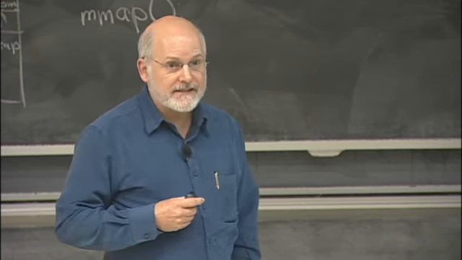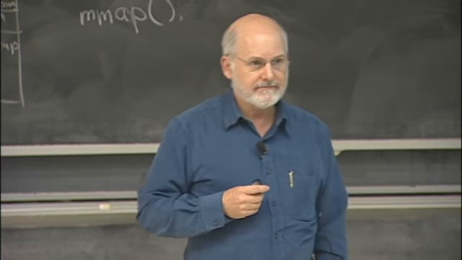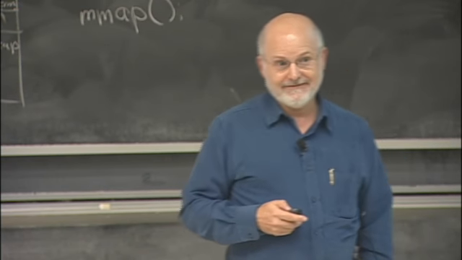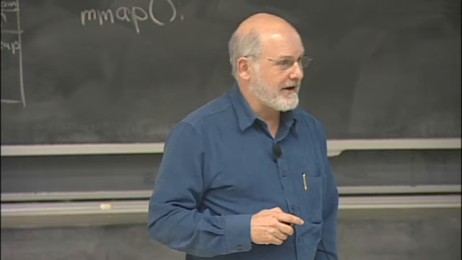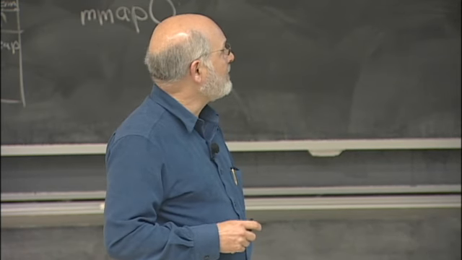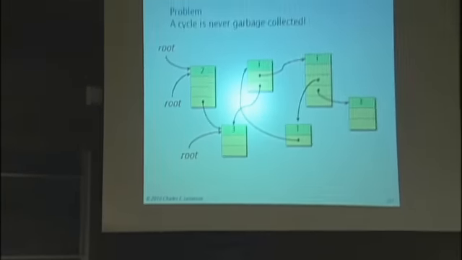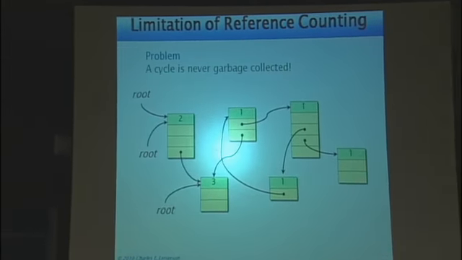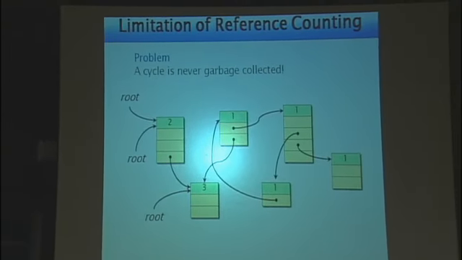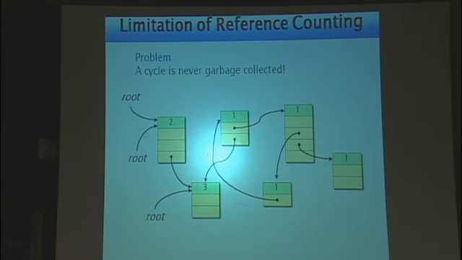Now there's a problem with this scheme, though. What's the problem? Cycles. Yeah, cycles are the problem for reference counting. So here's an example. The problem is that a cycle is never garbage collected. So let's take a look at this structure here. Everybody's got a pointer from somewhere, but it turns out that there's a cycle here, where notice that they're pointing to each other.